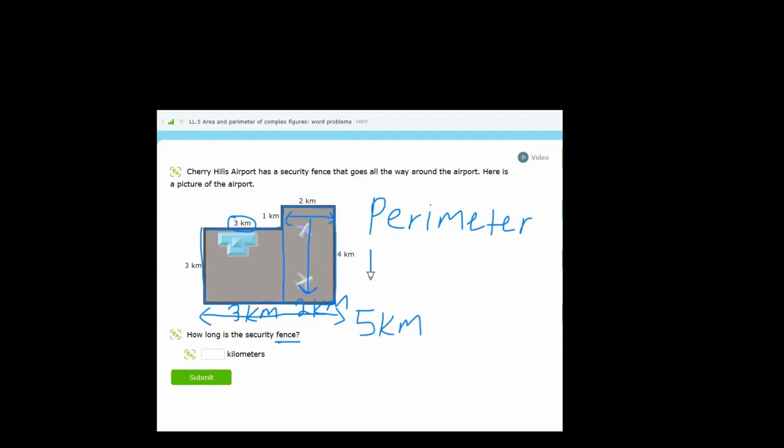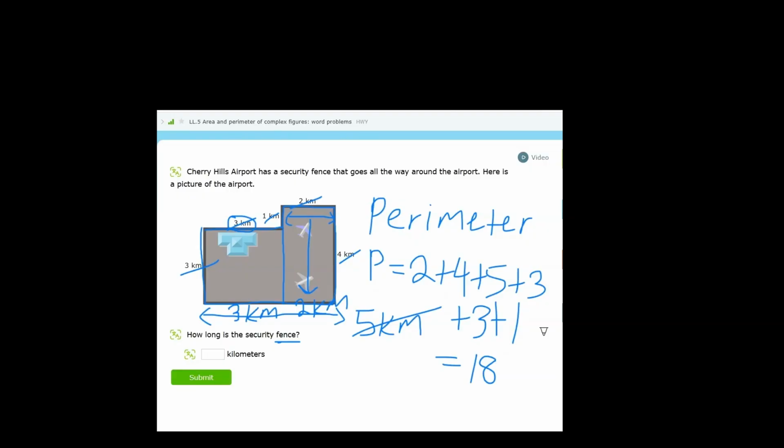Now to add them all up, P equals perimeter. So let's start with 2 plus our 4 plus our 5 at the bottom plus our 3 plus another 3 plus our 1 here. And if you add them all up, you should get 18 kilometers.